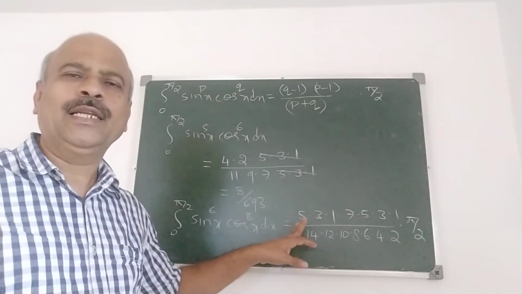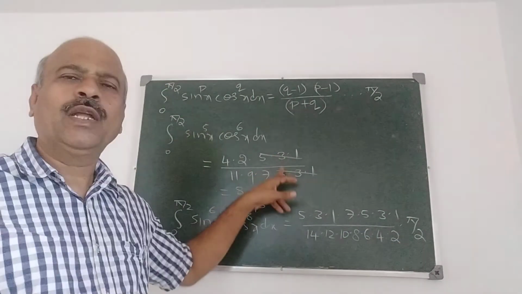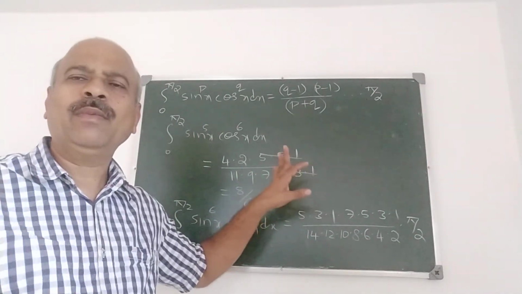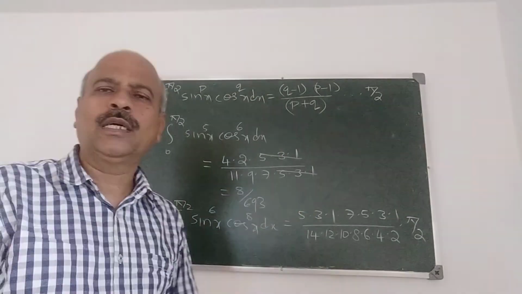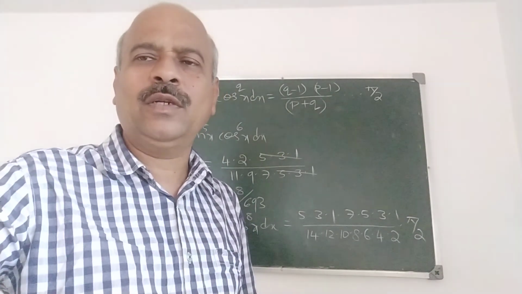Only two cases finally. When both are even, you have to multiply by pi by 2. One even, one odd, you need not multiply by pi by 2. I think the topic is clear, and I will solve some more varieties of problems in the next video. Thank you.